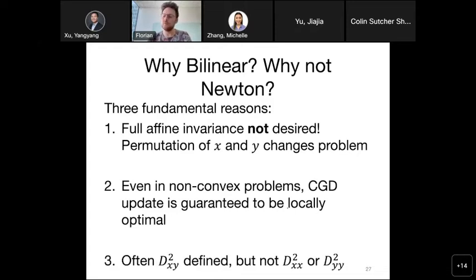And finally, maybe a more practical concern is that in many applications, this mixed Hessian might be defined, for instance, in a GAN with ReLU activations, whereas the dxx or dyy would not be defined, because then two derivatives fall on a single ReLU and we have a Dirac measure as a result.